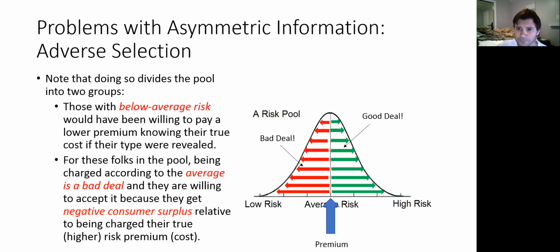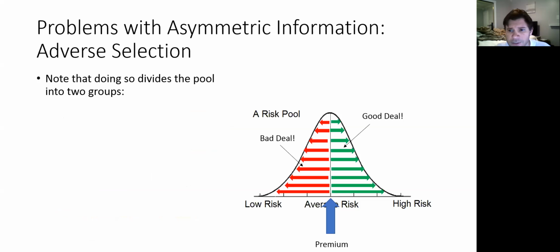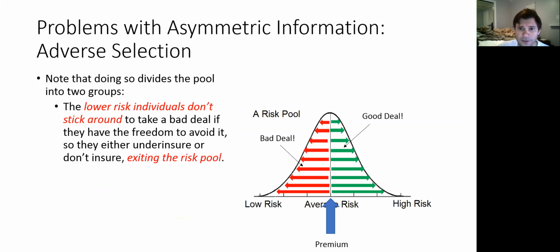So again, those lower risk individuals, are they going to stick around and purchase the insurance if they have the freedom to avoid it? The answer here is no, provided they have the freedom to avoid it. Now, in some markets, you don't have this freedom. For example, in the market for car insurance, if you want to drive legally in the United States, the government forces you to purchase insurance. Okay, so sometimes you may not have that freedom.